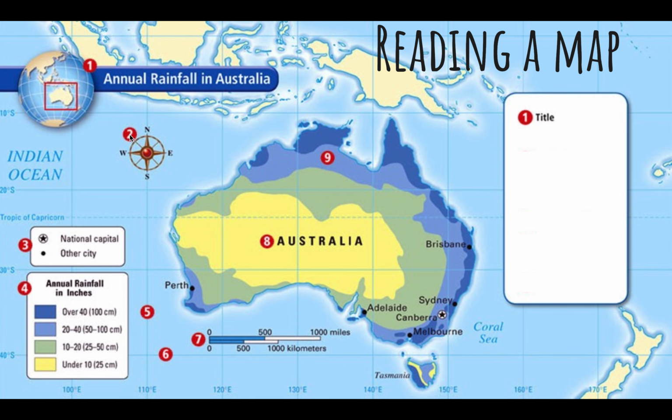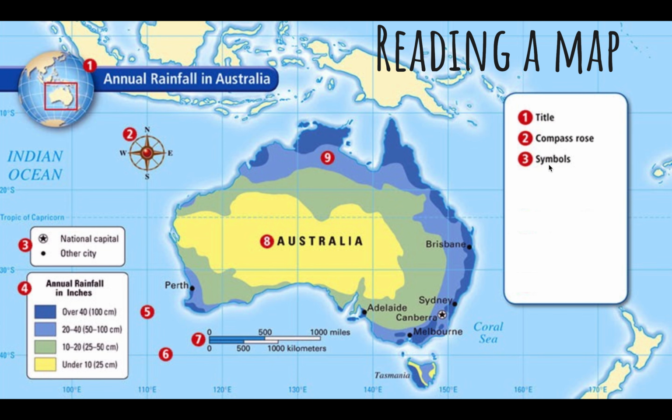Okay, number 2 is the compass rose. The compass rose is giving us our directions north, south, east, west, and also the directions northeast, which is diagonal, southeast, which is that way, southwest, which is this way, and northwest. Okay, so this is your compass rose. It helps us understand and orient ourselves, understand directions on a map.